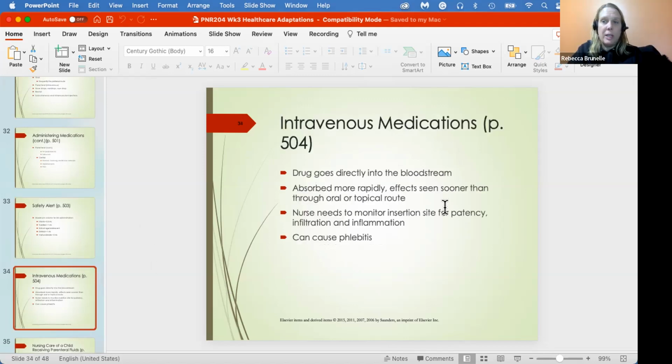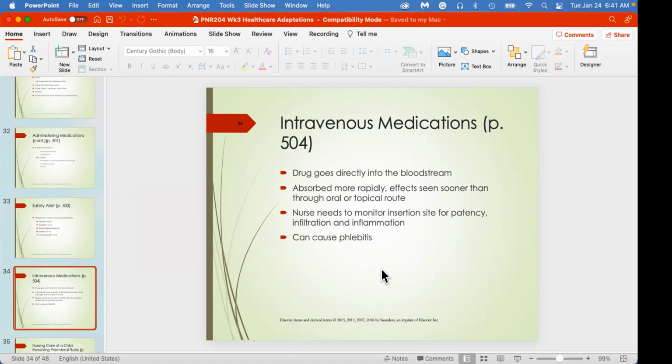When you're giving medications IV, they go directly into the bloodstream. So you don't have to go through the liver to get metabolized. They enter the bloodstream directly. So they can cause phlebitis. Can someone tell me what phlebitis is? It's like an inflammation at the site of the injection. And what do you do if there's phlebitis versus infiltration? How do you assess the IV?